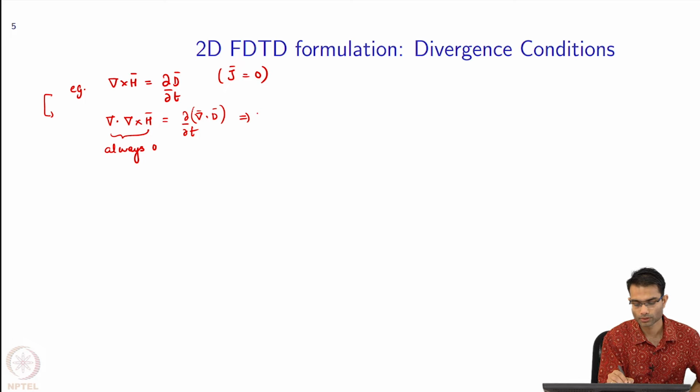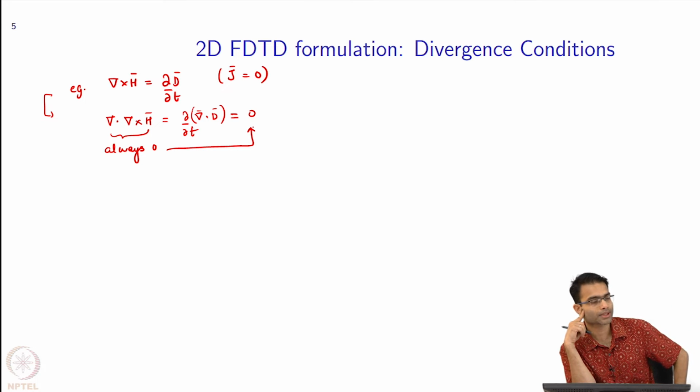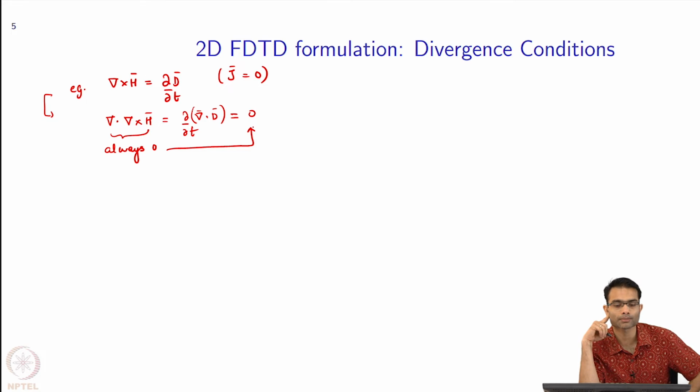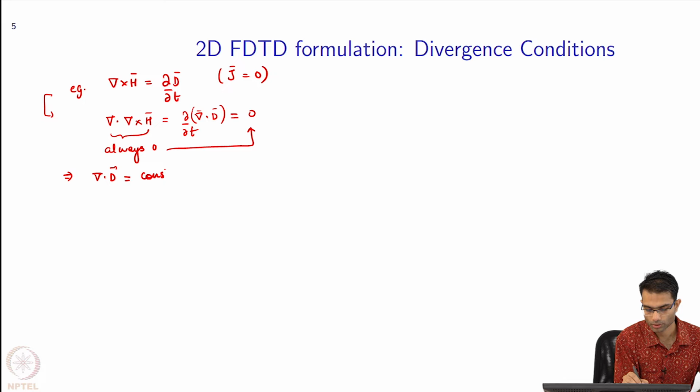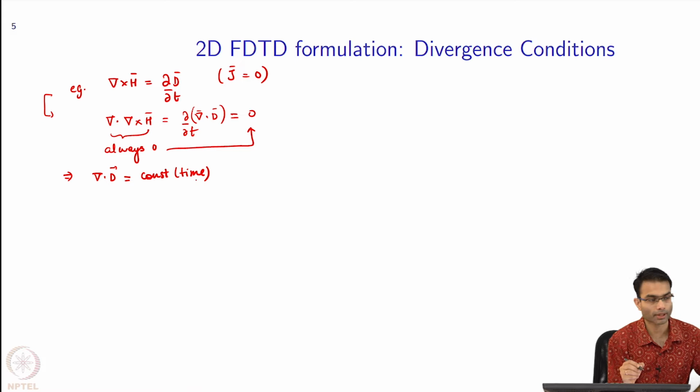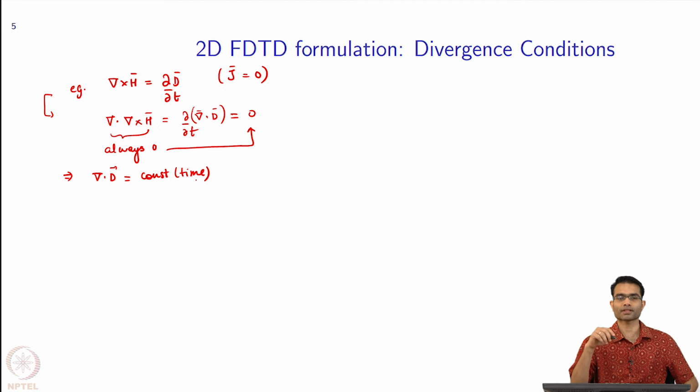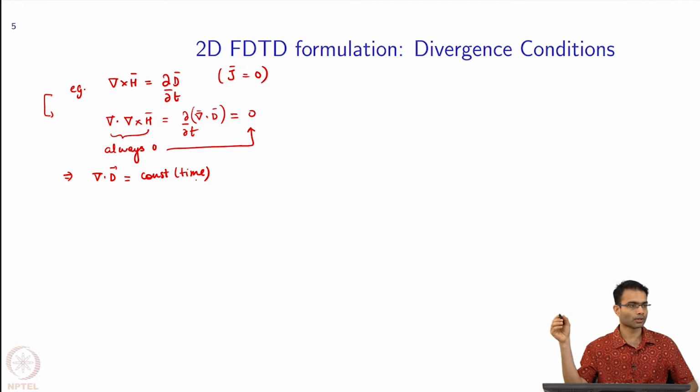So we will just write this equal to 0 over here. So what does that tell us in terms of time about divergence of D? Constant, right? So this implies that divergence of D is constant in time. Okay. So for example, if it is 0 to begin with, it will continue to be 0. This has nothing to do with FDTD. This is what Maxwell's equations are telling me, right?